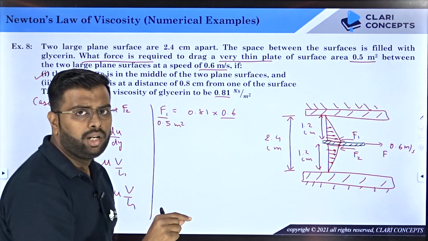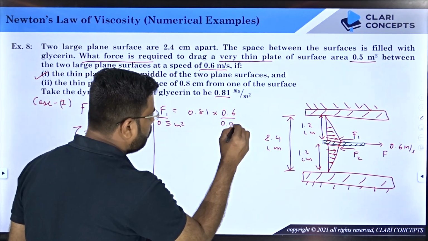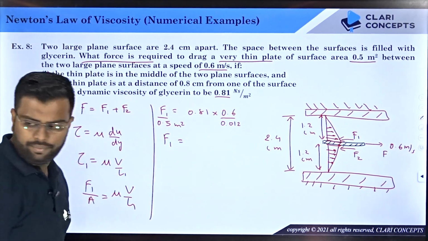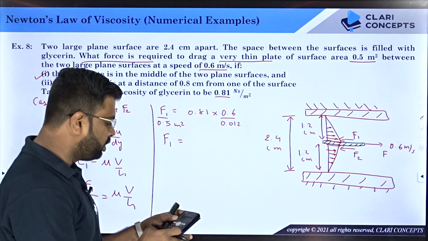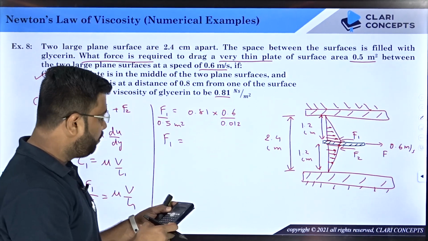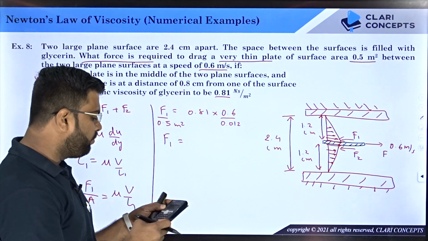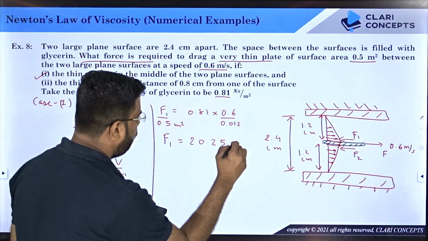So that means in meter, if you want to convert, you will divide it by 100. So this will be 0.012. Now simply calculate the value of F1 that you will get from here. Let me just use my calculator to find out the answer. This is 0.81 into 0.6 divided by 0.012 multiplied by 0.5. You will get F1 to be 20.25 newtons.